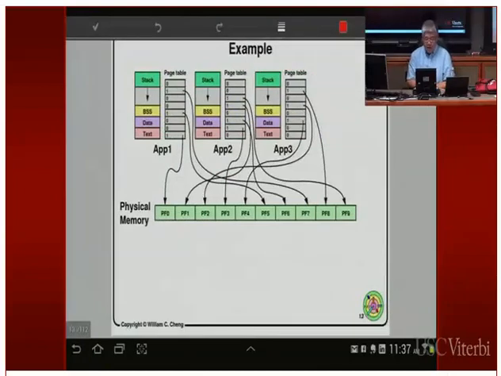All right, again, here's an example. I have 10 pages in physical memory, right? Over here, I said PF0 to PF9. So these are the page frames. And again, for page frames, there's a one-to-one correspondence between page frame and physical page.